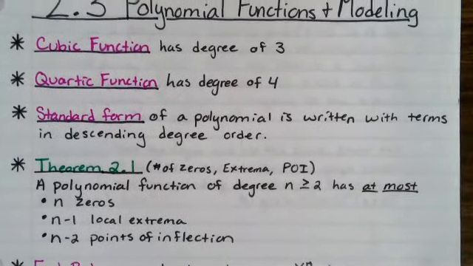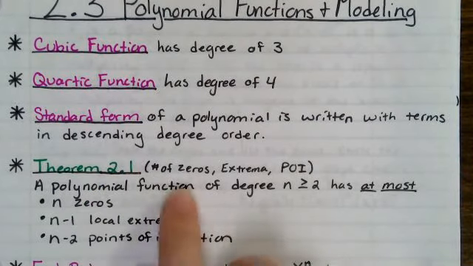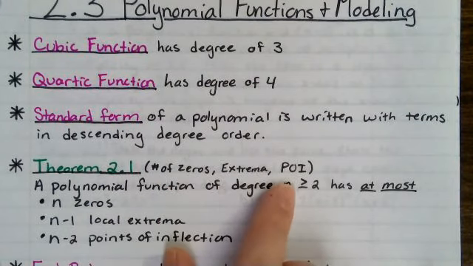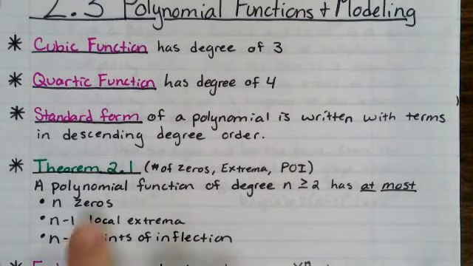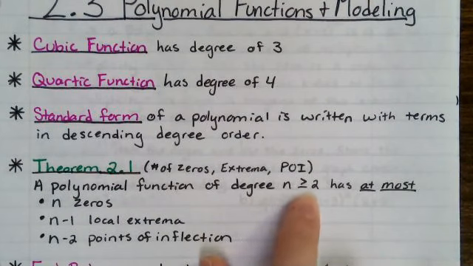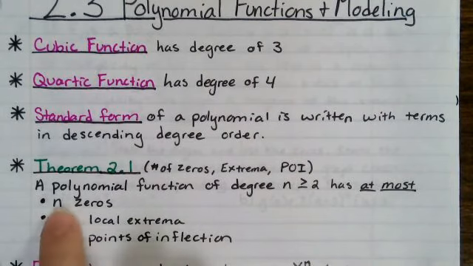We have a fun little theorem here, which doesn't really have a technical name, so we're just going to call it 2.1. But it talks about the number of zeros of a function, the extrema, your points of inflection. So a polynomial function of degree n, as long as n is greater than or equal to 2, right, then we're able to know these things, right? As long as your n is greater than or equal to 2, it has at most n zeros.